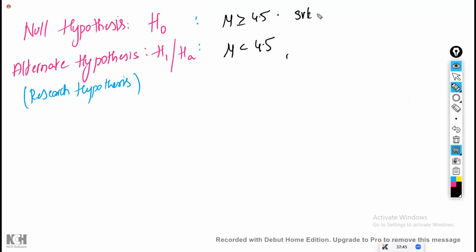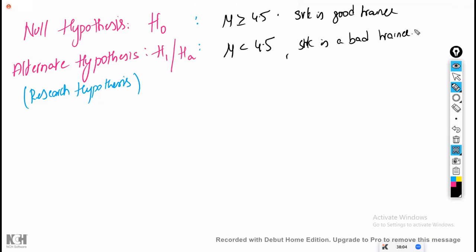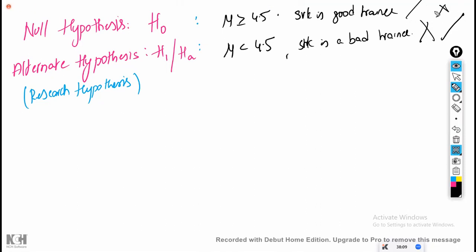Whatever you are having in this one, the opposite is this one. SRK is a good trainer. Assume, on one side, SRK is a bad trainer. Opposite. Whatever statement you write in the null, the opposite is the alternate. One you write in the null, one you write in the opposite. If you accept this one, you have to reject this one. Both are opposite to each other, right? Just opposite to each other, nothing else.